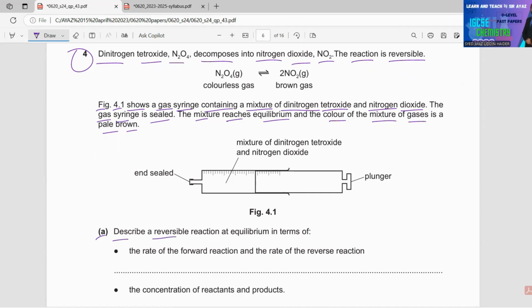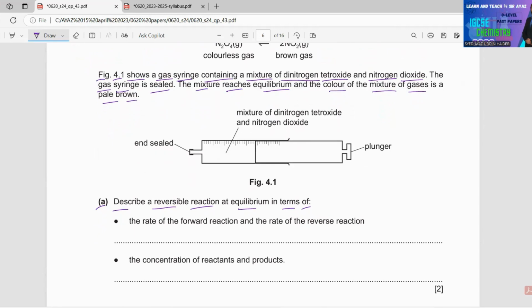A, describe a reversible reaction at equilibrium in terms of the rate of the forward reaction and the rate of the reverse reaction. Remember, they become equal when a reversible reaction reaches the equilibrium state. So you write becomes equal. The concentrations of reactants and products remain constant or are no longer changing.